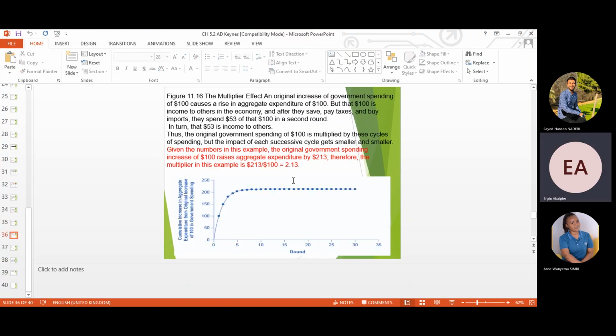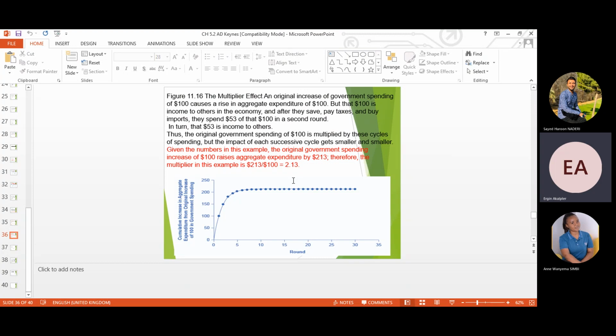In the figure below, the multiplier effect: an original increase of government spending of $100 causes a rise in aggregate expenditure of $100, but the $100 is income to others in the economy, and after they save, pay taxes and buy imports, they spend $53 of that $100 in the second round. In turn, that $53 is income to others. Thus, the original government spending of $100 is multiplied by this cycle of spending, but the impact of each successive cycle gets smaller and smaller.